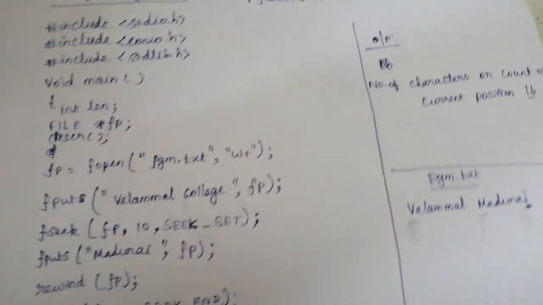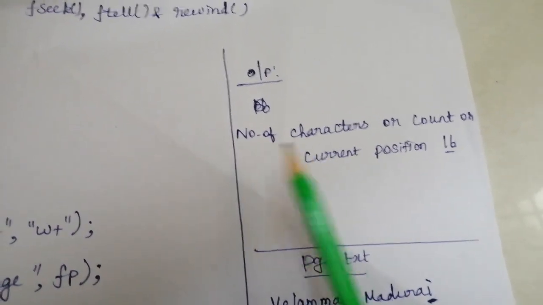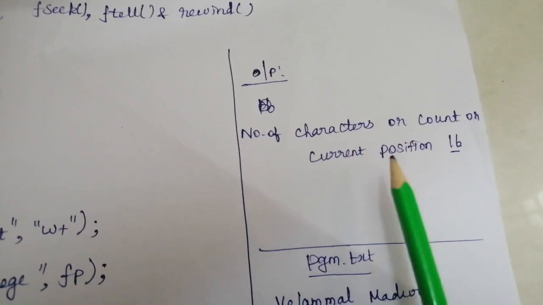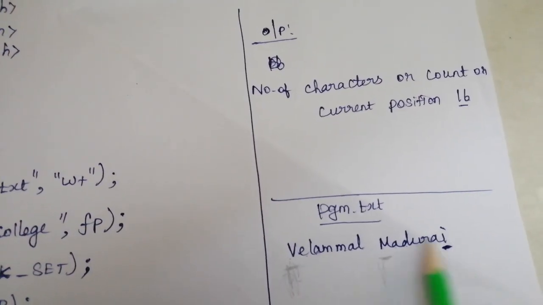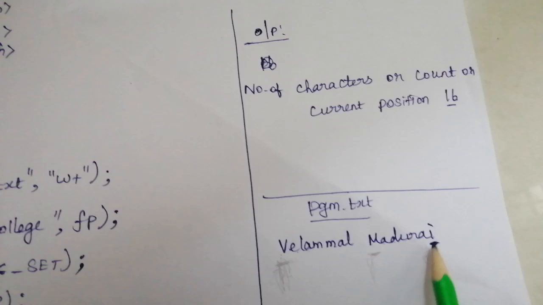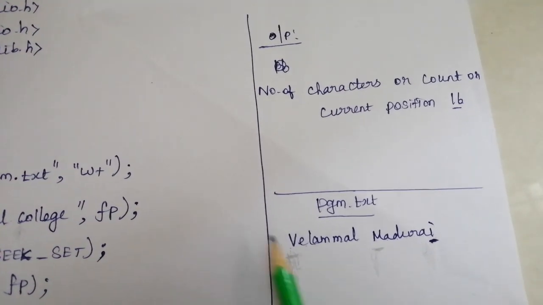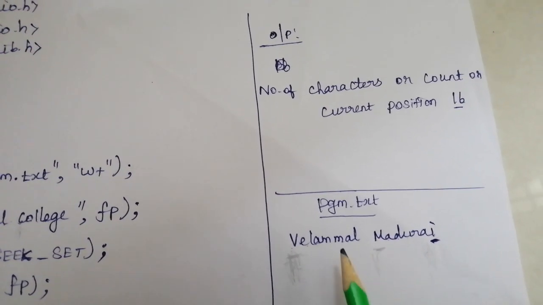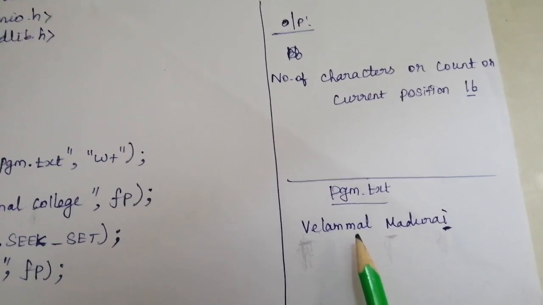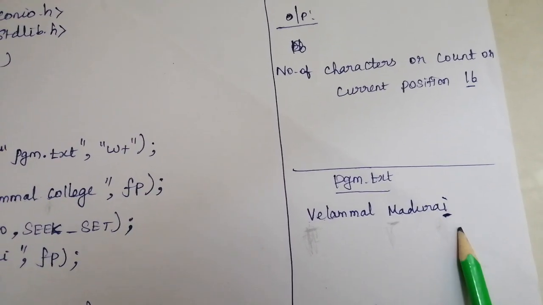So now you can see the output. After running the program, you will get the output: number of characters or current position 16. It means the number of characters present in the file is totally 16. Now, the file position pointer points to the last character present in the file. So this is the output of this program.